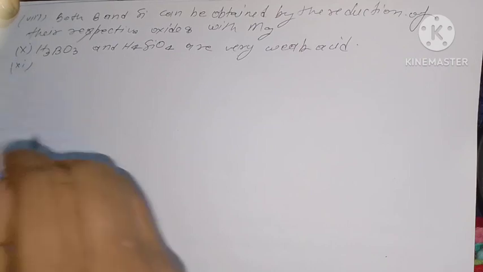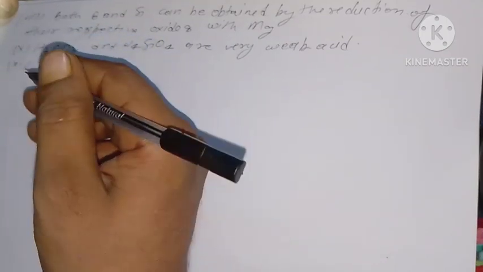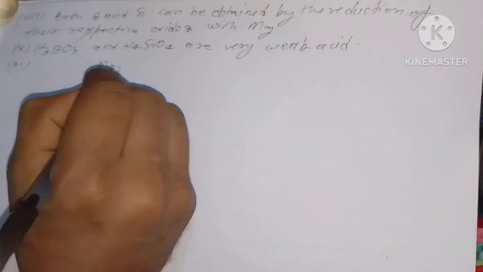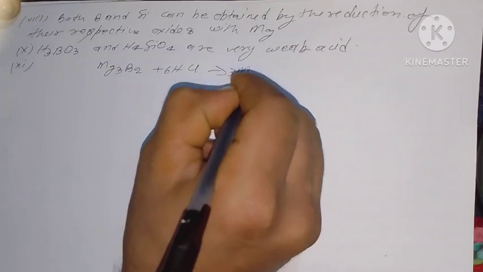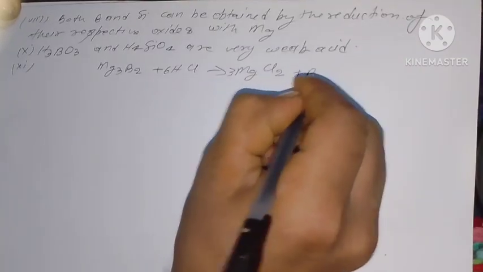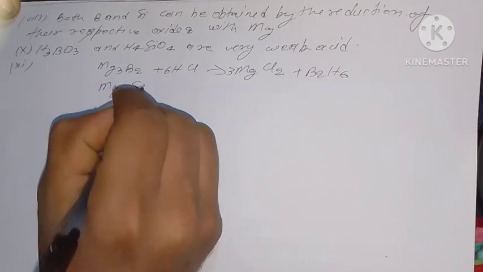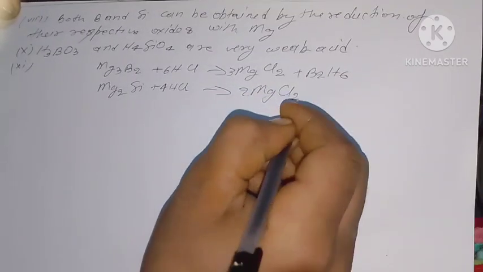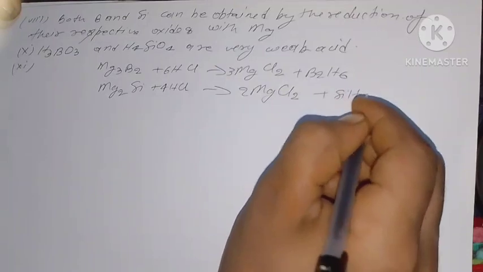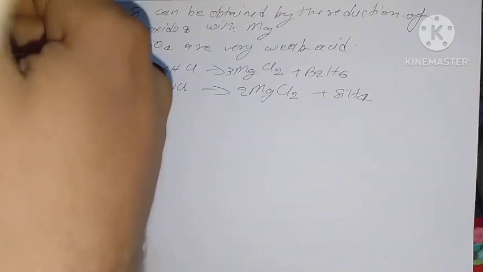Eleventh point. B2H6 and SiH4 are prepared from borides and silicides by the reaction of dilute acids. Mg3B2 plus 6HCl gives 3MgCl2 plus B2H6, and Mg2Si plus 4HCl gives 2MgCl2 plus SiH4. Okay.